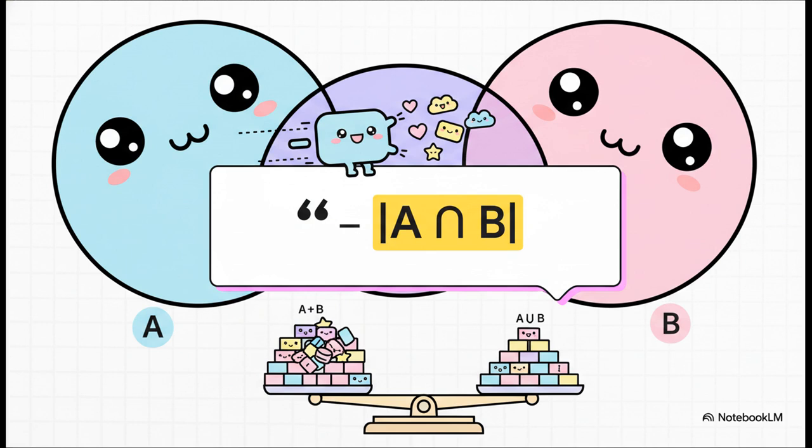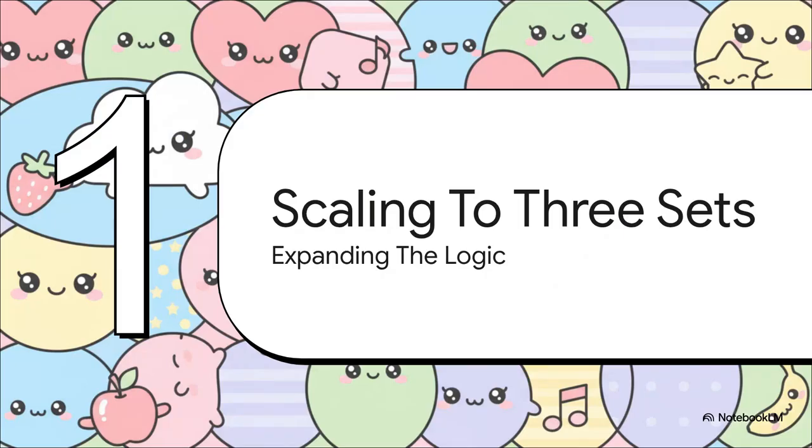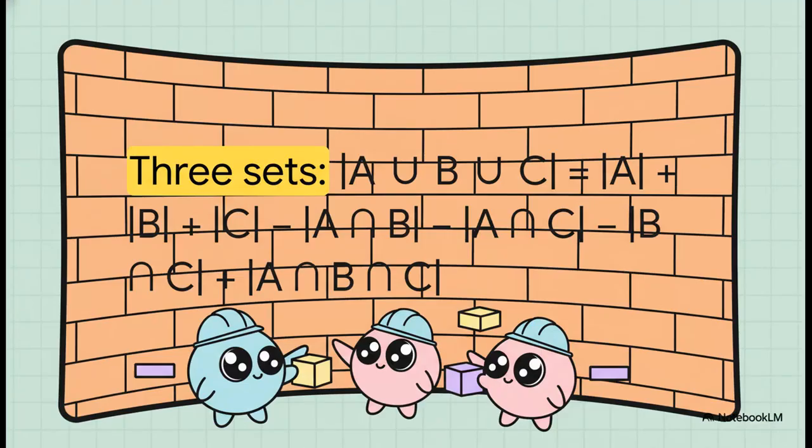Boom, our double counting is fixed, the scale is balanced, and we have a completely accurate, reliable total. Section 3. Scaling to 3 sets. Okay, here is the 3-set formula in all its glory. Now, I know what you might be thinking, but seriously, do not panic at this wall of math. I promise it's not as intimidating as it looks.